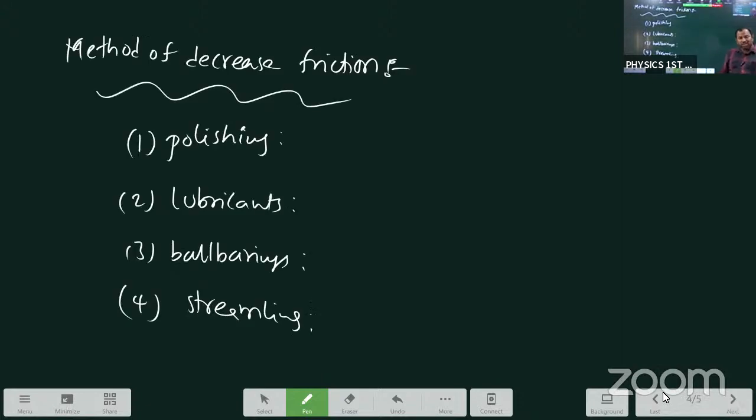One more, decreasing methods of friction, reducing methods of friction, a 4 marks question, 4 side headings, 4 points. First point, polishing. You write in order or disorder. In this one, no order. You write any 4 points, your choice. First one, remember writing streamlining, no problem. By using polishing, friction reduces. By using lubricant, friction reduces. By using ball bearings, friction reduces. By using streamlining shape, friction reduces. Total 4 methods there to reduce friction.